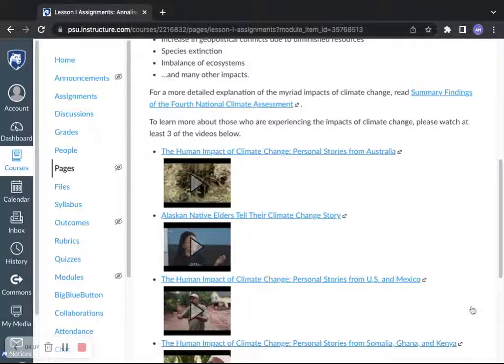For that reason, and I did find research that said that personal narratives and the emotional piece is really important for motivating people to care about and want to take part in fighting back against climate change.